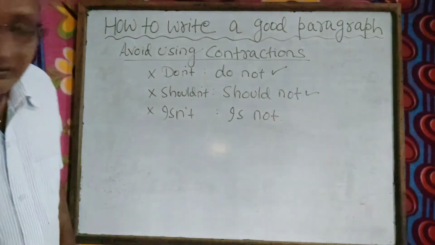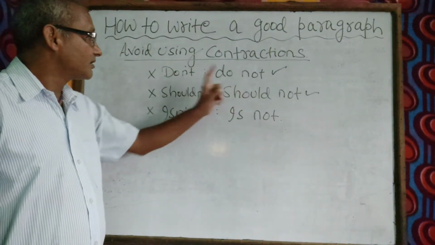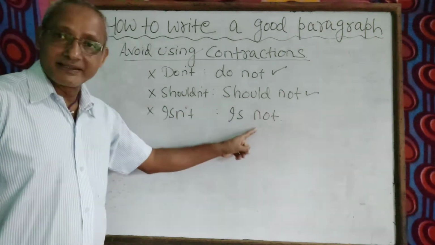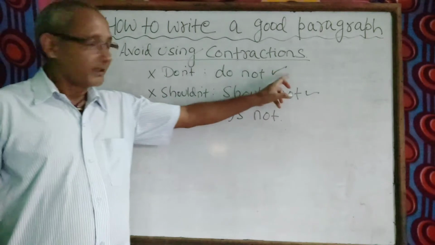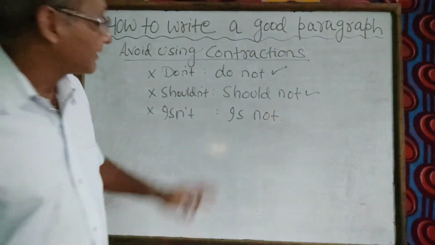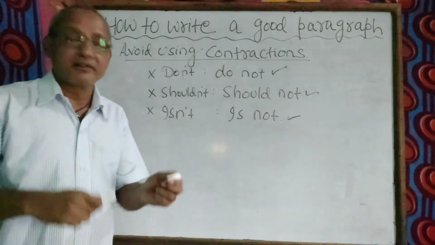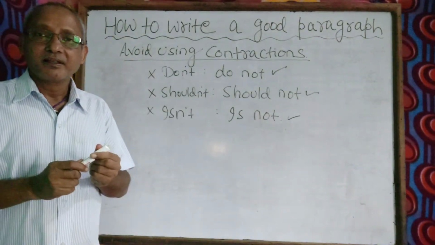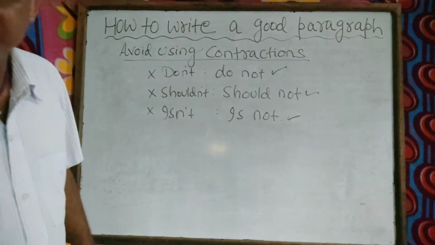And these: don't, do not; shouldn't, should not; isn't, is not. I have cross-marked the contractions, and the full forms I have tick-marked. They are acceptable. So avoid using contractions. It doesn't look nice in a paragraph if you start using these kinds of things.